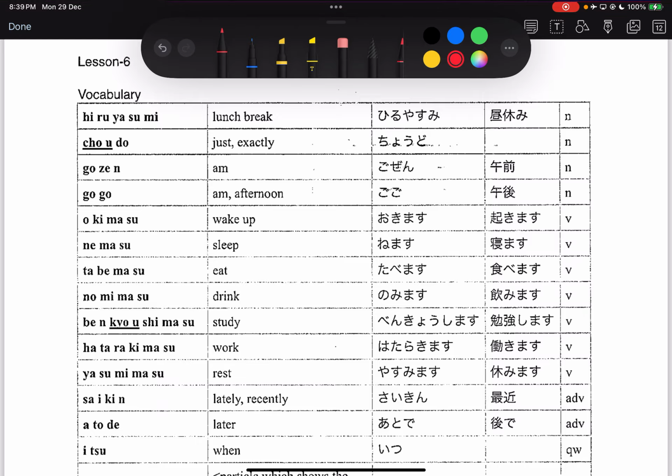We have until Intermediate 3. So we write our own textbook until Intermediate 3. I see. Then after N4 is N3, N2, N1. Those are using outside textbooks already.